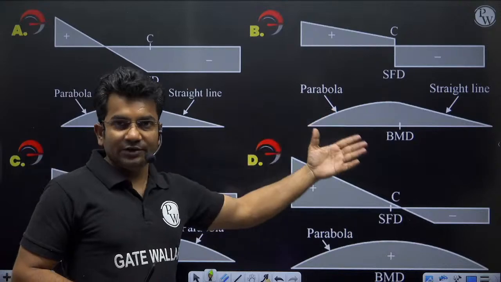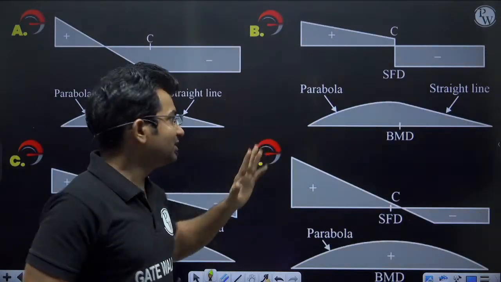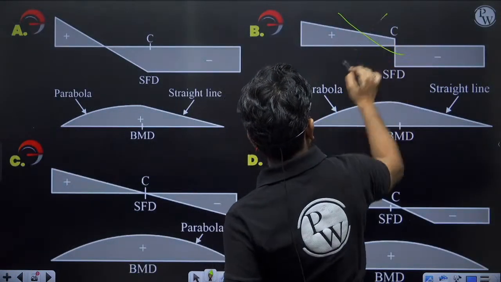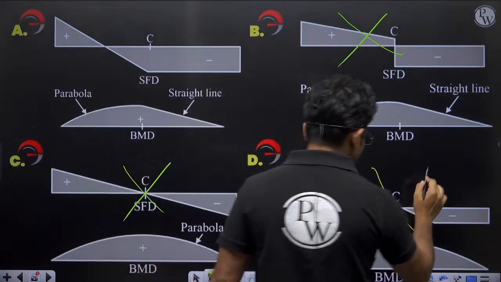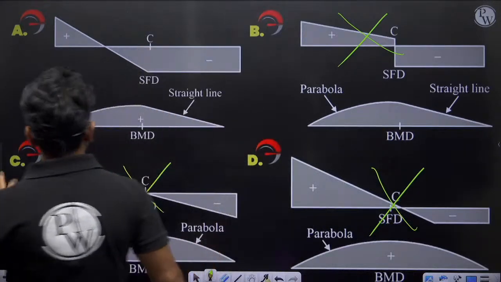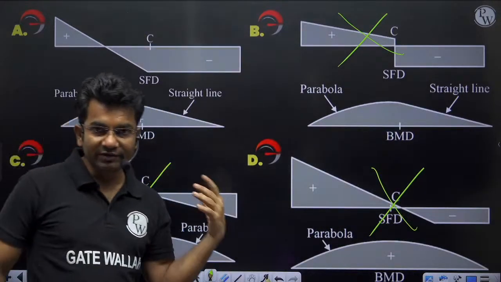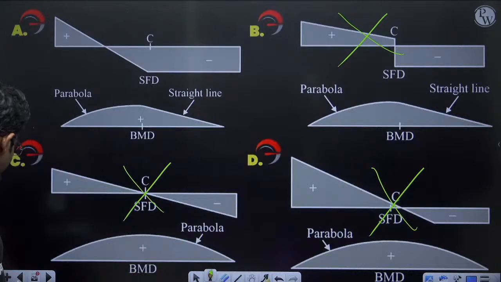So just by the shear force diagram also we can eliminate. Okay, this shear force diagram is wrong. This shear force diagram is wrong. This shear force diagram is wrong. Okay, only one shear force diagram is correct. So now if you don't even draw the bending moment diagram, then also you will be able to get it.